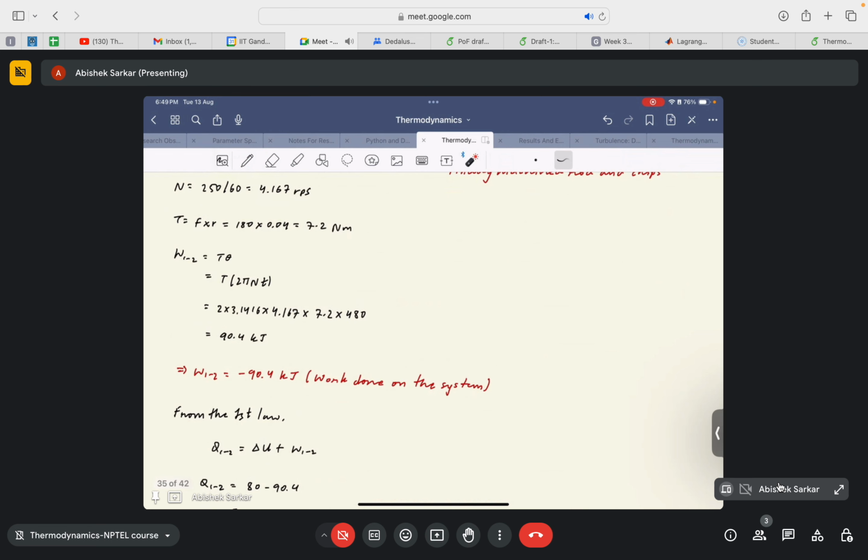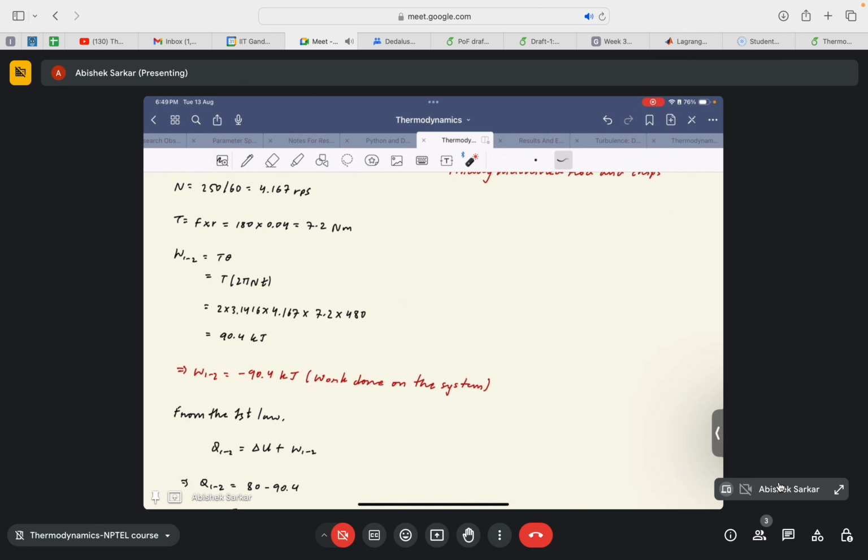Okay, so theta is the net angular displacement. So this would basically be omega t, where omega is 2 pi n. So just use that formula to get the work done from 1 to 2 as T into 2 pi n into t, where t is the time of rotation. So W1 to 2 would be 2 into 3.1416 into N, which is 4.167, into 7.2 into 480. Once you do that, you get that the work done is equal to minus 90.4 kilojoules.